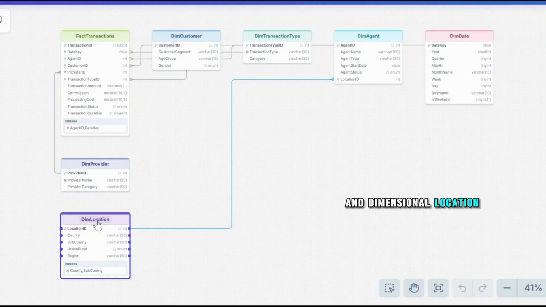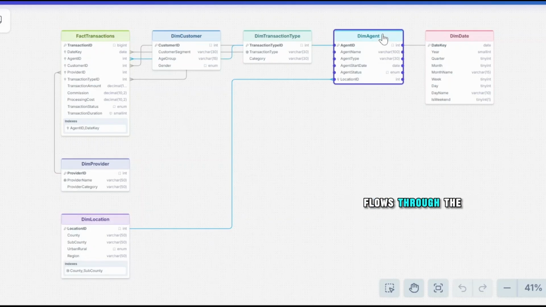And DIM location connects through DIM agent, because in a real agent network, location context flows through the agent, not directly through the transaction. This design matters because it makes DAX calculations fast, relationships clean, and the Power BI model easy to extend.